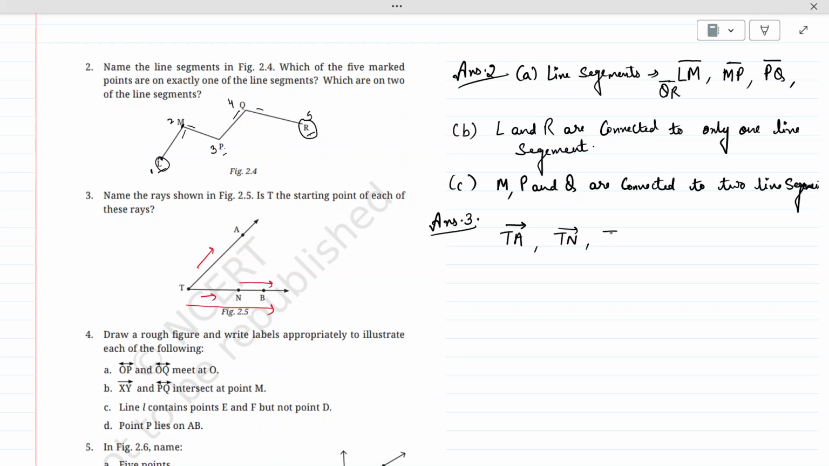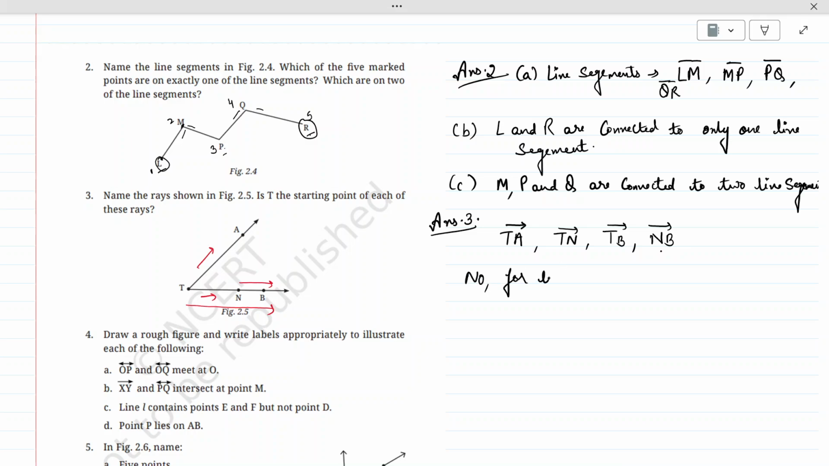Third one we have TB. And fourth one we have NB. So these are the rays TA, TB, TN and NB. Okay, these are the different rays. Now, next question is, is T the starting point of each of these rays? No, because for NB, this ray, N is the starting point. Okay, so the answer is no.